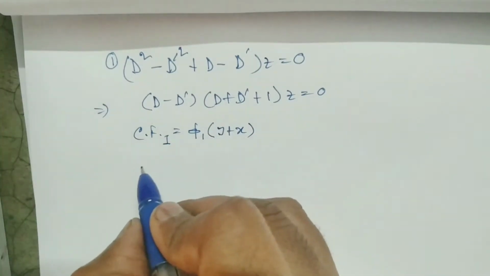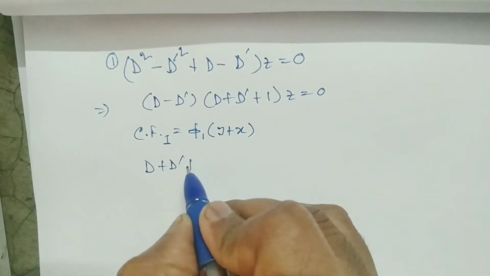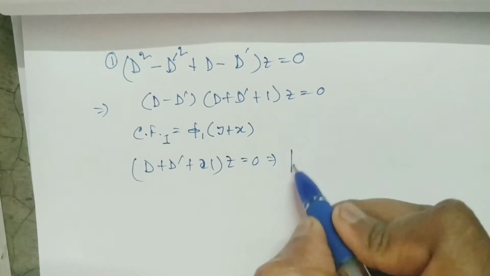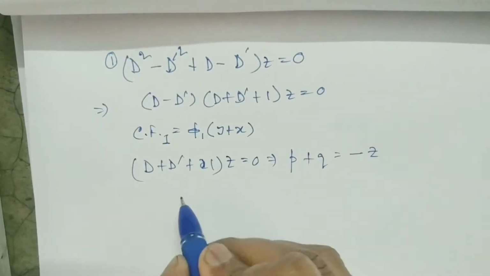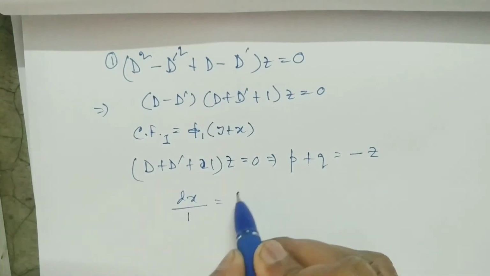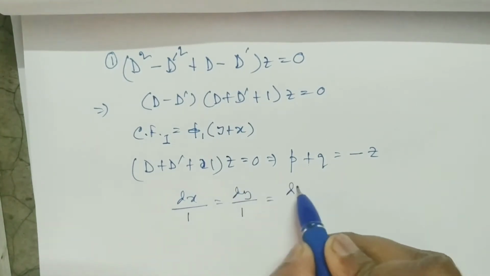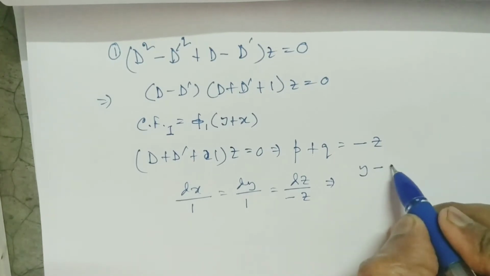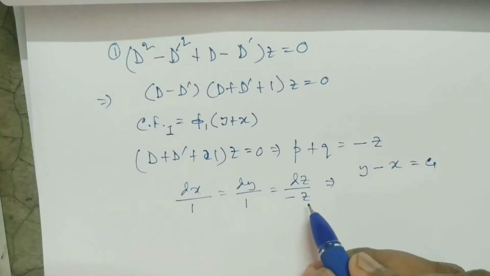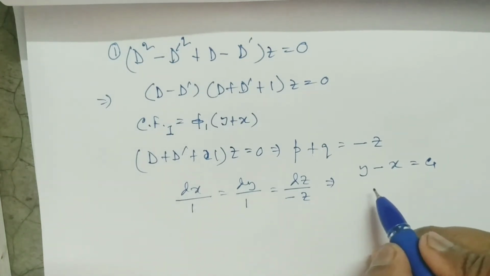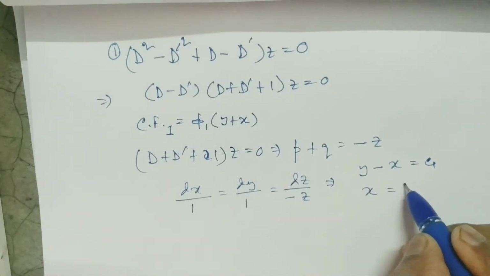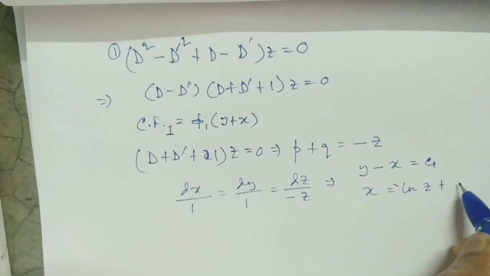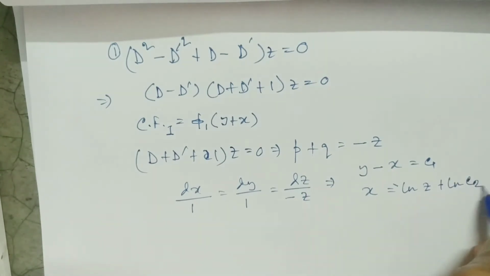But this part, if we solve separately, this is actually nothing but p plus q is equal to minus z, right? So the Lagrange's auxiliaries are dx over 1, dy over 1, dz over minus z. Taking the first two, we have y minus x is equal to an arbitrary constant c1, and from these two equations we have x is equal to, rather I should write, minus log of z plus log of another arbitrary constant c2.